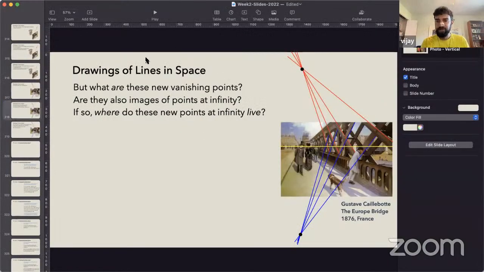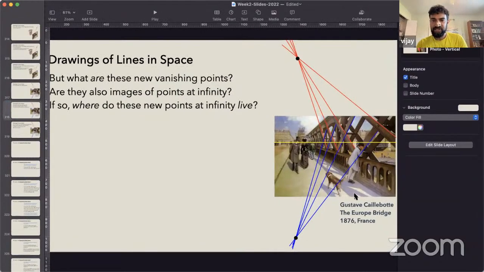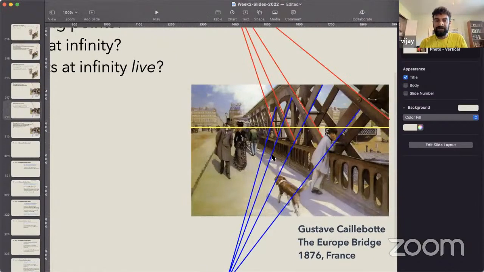So for example, in this painting, I'll try and zoom in a little bit. In addition to the floor, there are some obvious lines on the ground plane, and those intersect at this vanishing point right here. But there are also lines that are parallel to the ground plane, like this railing here, or the top of the bridge here. Those also intersect that same vanishing point because they're parallel to the ground plane.